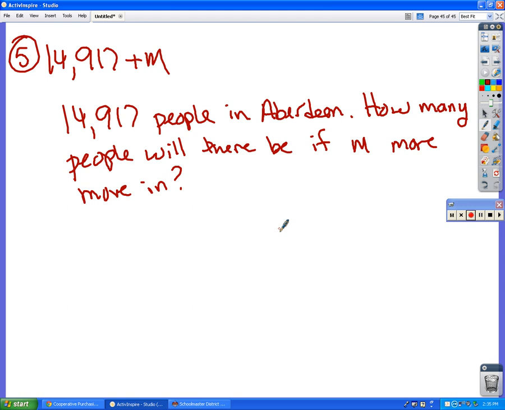I'm not asking a question, I'm just saying that's a question that we could use. M is the mystery, yeah. So 14,917 people live in Aberdeen right now. How many people will there be in Aberdeen if n more move in? If that was the question, this would be an algebraic expression that you could use to answer that question.